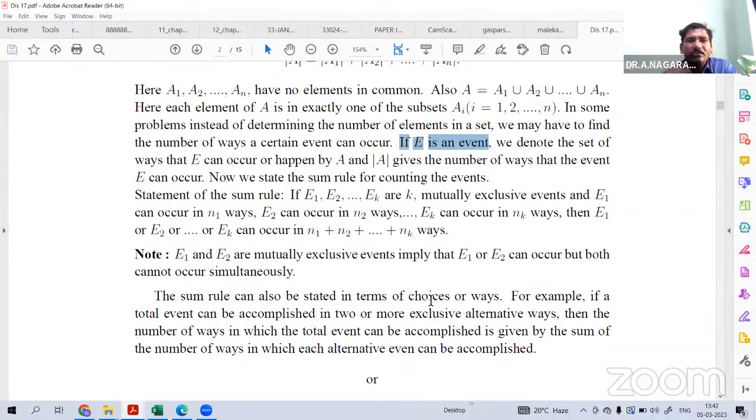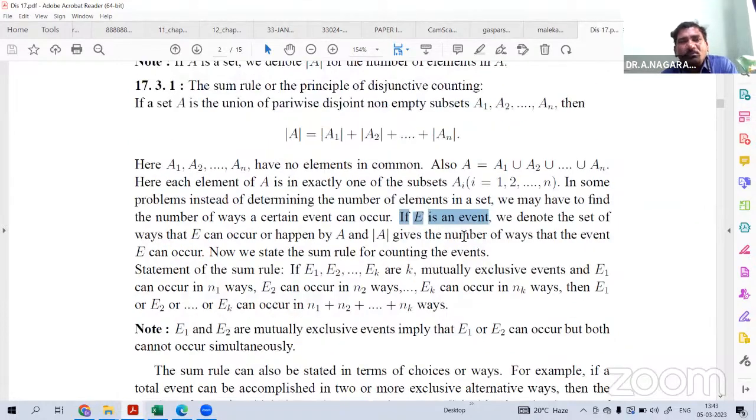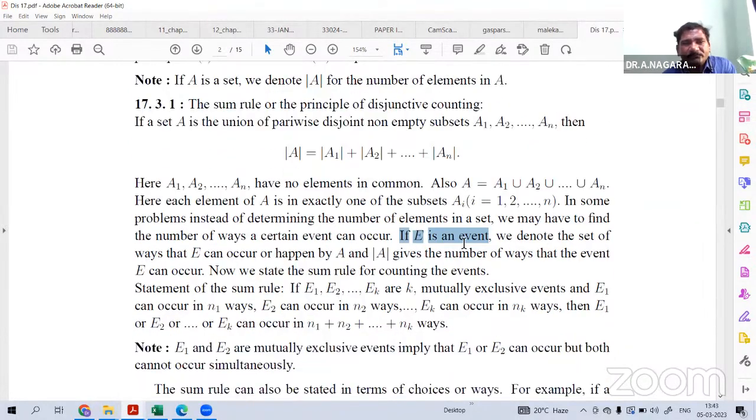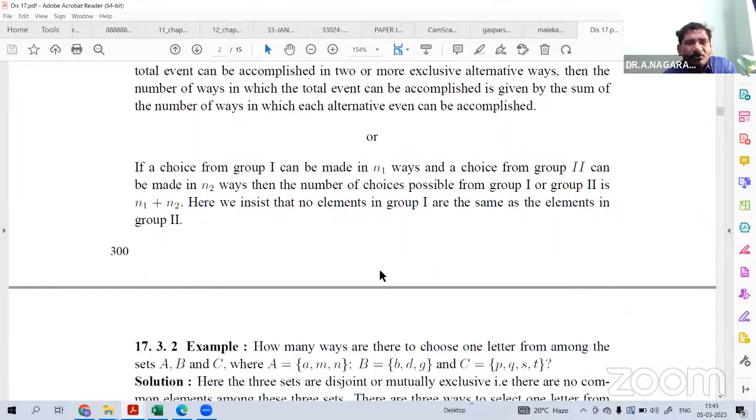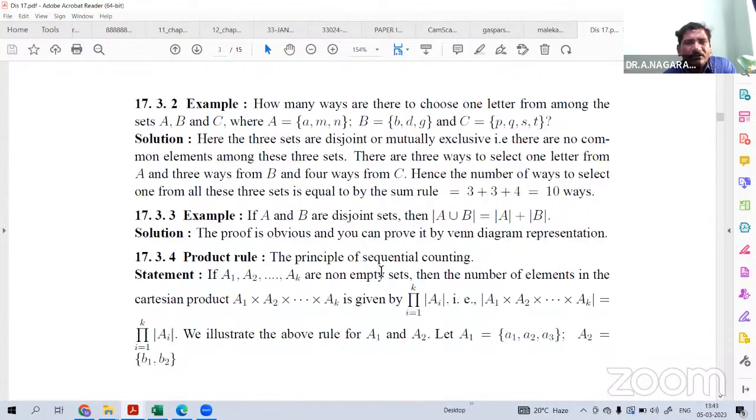Then the total for E1 or E2 or E3 or so on, Ek, where 'or' means union, so E1 union E2 union and so on union Ek occurs in N1 plus N2 plus and so on plus Nk ways. This is the principle of counting. Now we go to mutually exclusive events: both of them cannot occur simultaneously. It's a note point.